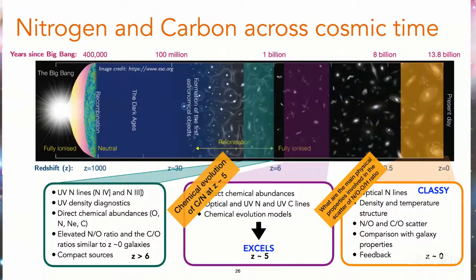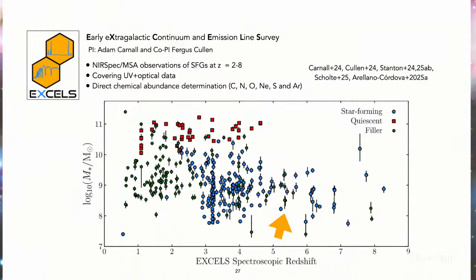Okay. So for that, I will use EXCELS, a JWST program led by Alan Carnall and Fergus Cullen from the University of Edinburgh. They have galaxies, star-forming galaxies and quiescent galaxies, and I will focus more on star-forming galaxies. This is stellar mass, this is the redshift of the sample, and I will focus here at redshift 5.25. For that redshift, for this spectrum, we have two galaxies, two galaxies at redshift 5.